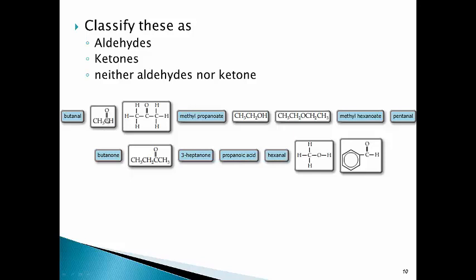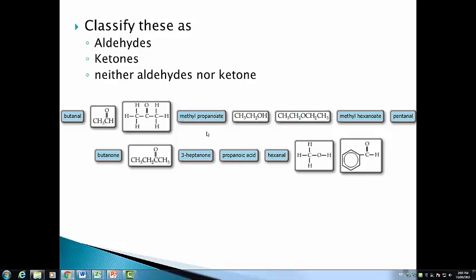The next one is an aldehyde. We've got our carbonyl with a hydrogen and a CH3. And the third one along, we have a ketone, so a carbonyl in between two carbon chains. The next one we have is methylpropanoate, so it's got an oate ending on it. A ketone has one and an aldehyde has al, so it's neither an aldehyde nor a ketone, it's actually an ester. So methylpropanoate is an ester.